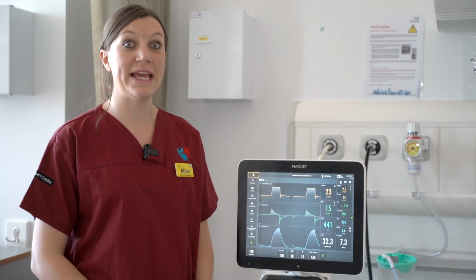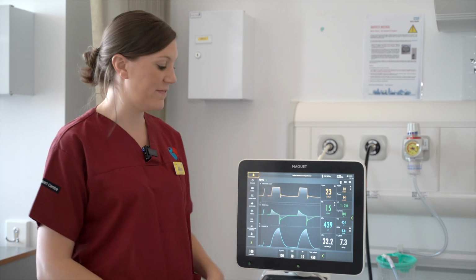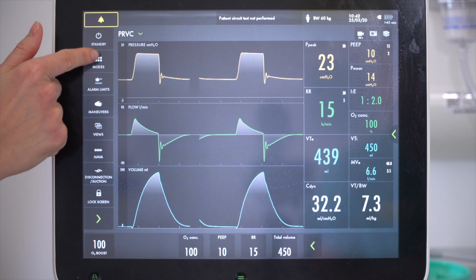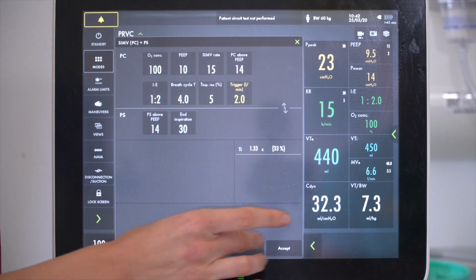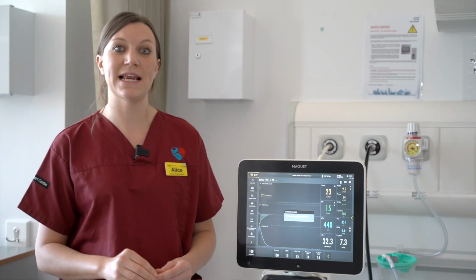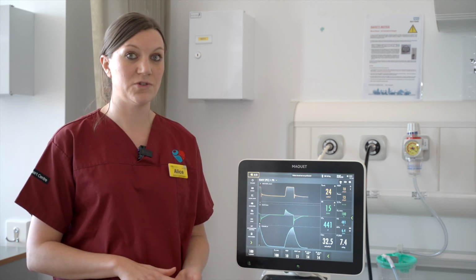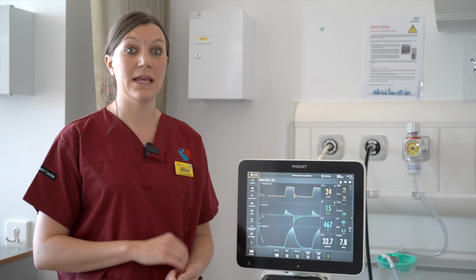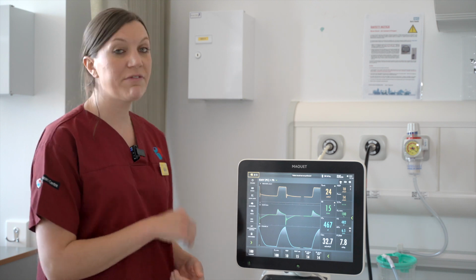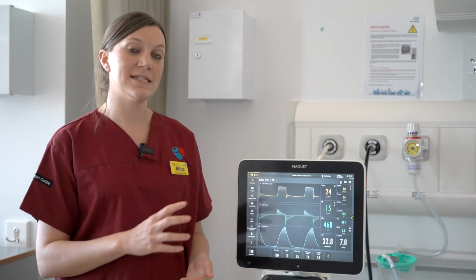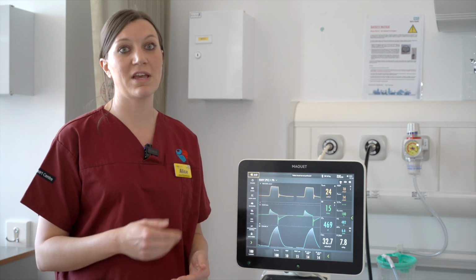We'll now move to an interactive mode of ventilation, which is the next step down from your fully mandatory mode of ventilation. Again, you will use the modes button here and select an interactive mode. As I said, on these ventilators, the interactive modes are SIMV, synchronised intermittent mandatory ventilation, and these can be done in pressure control or in pressure regulated volume control. The difference with this mode of ventilation is that you have a pressure support mode, so an ability for the patient to trigger their own breath.